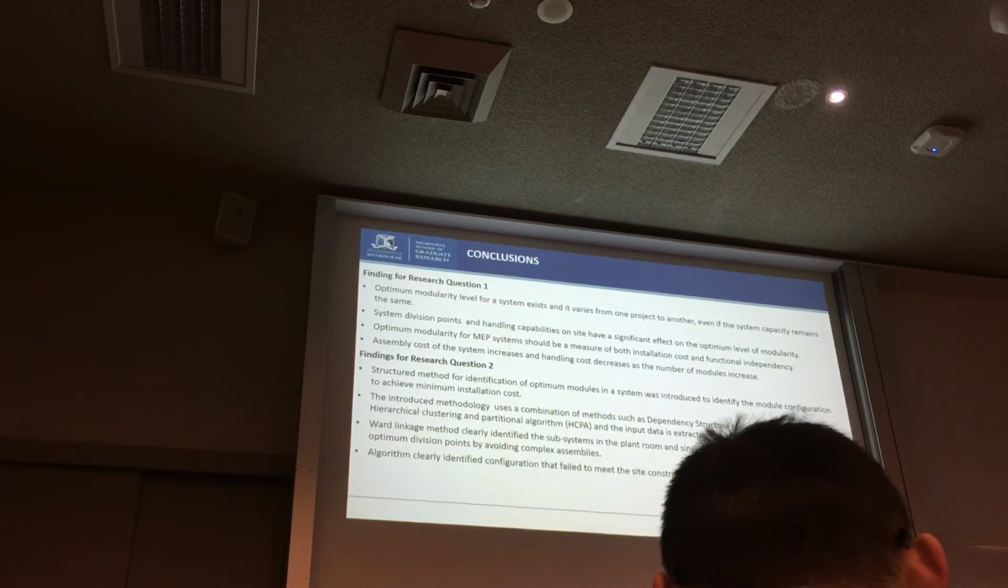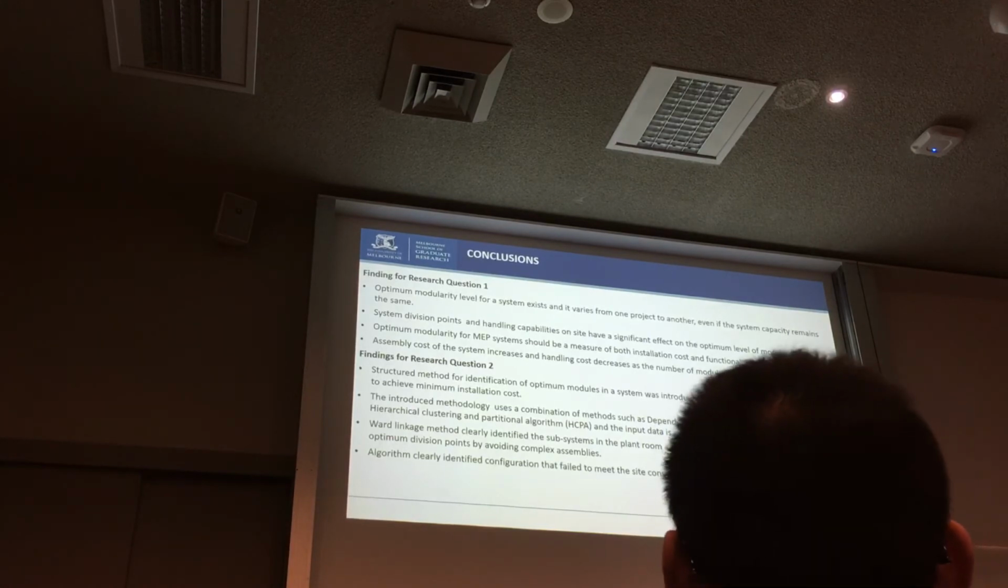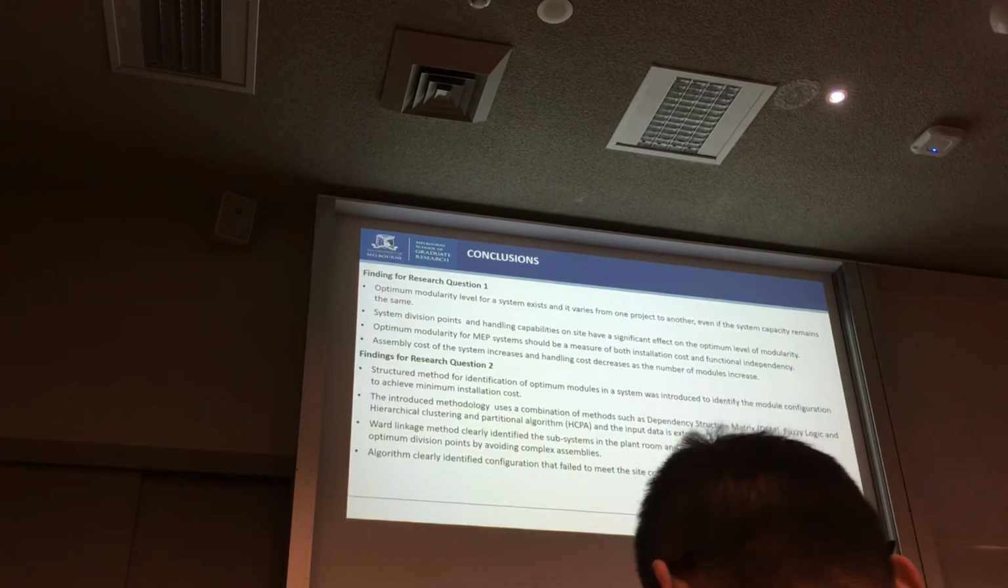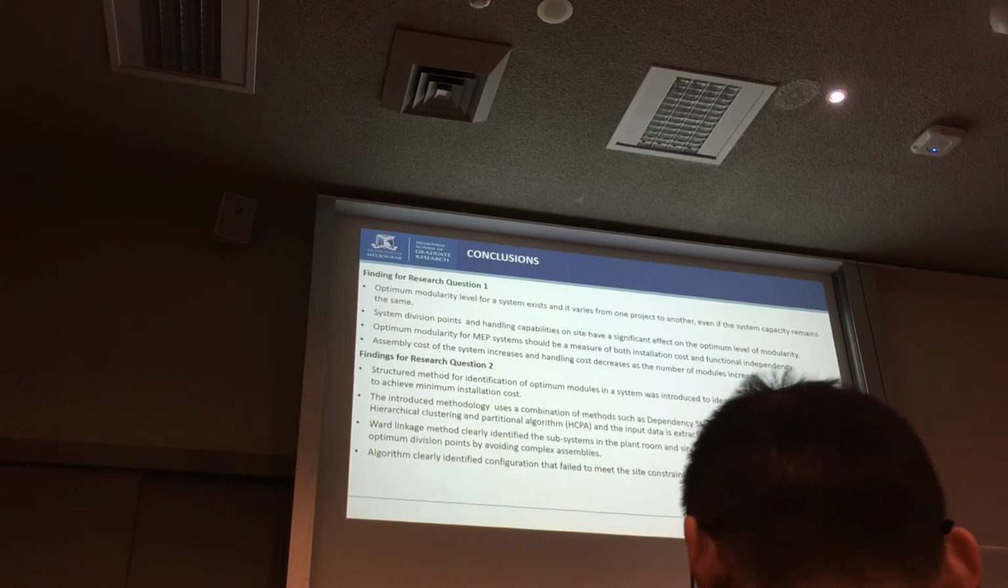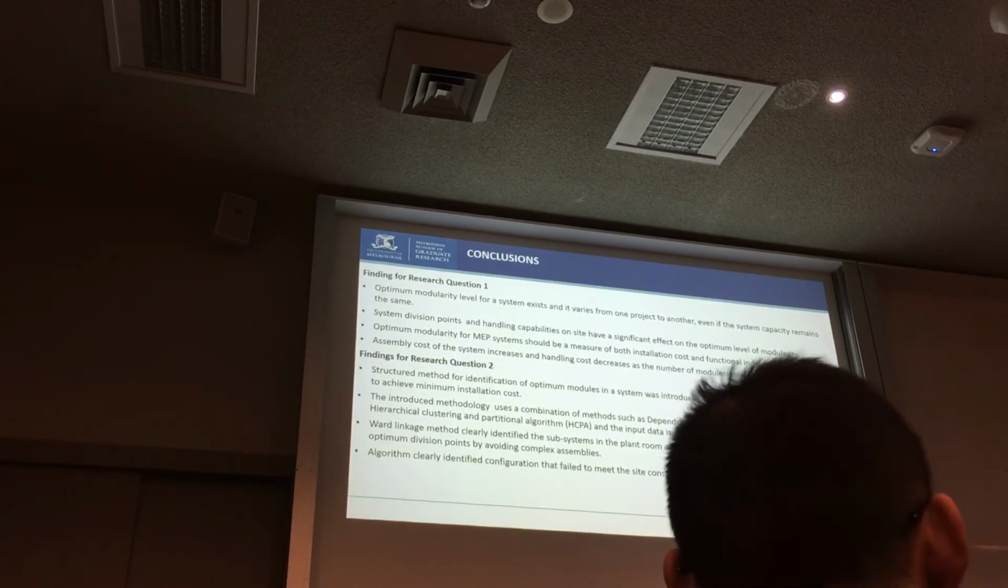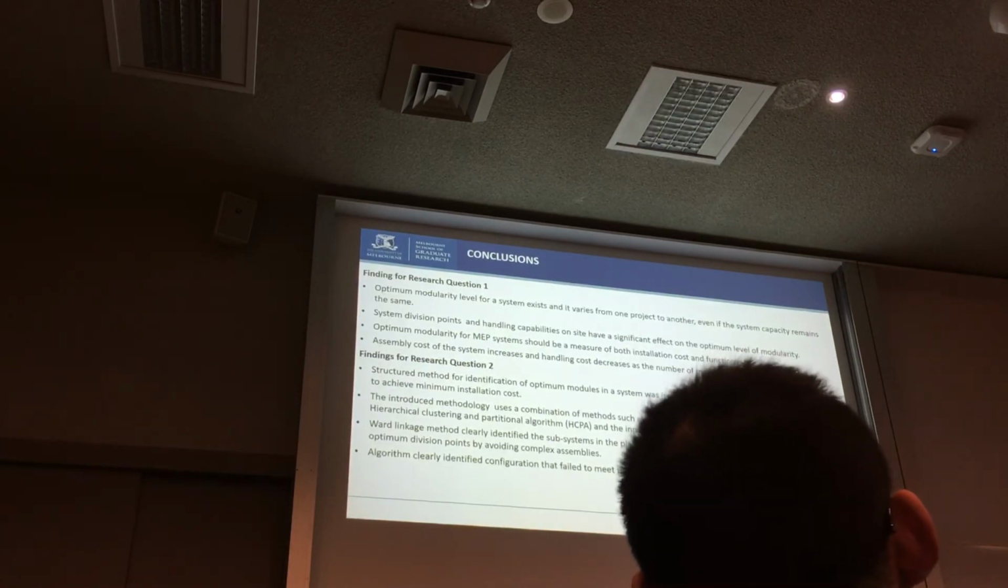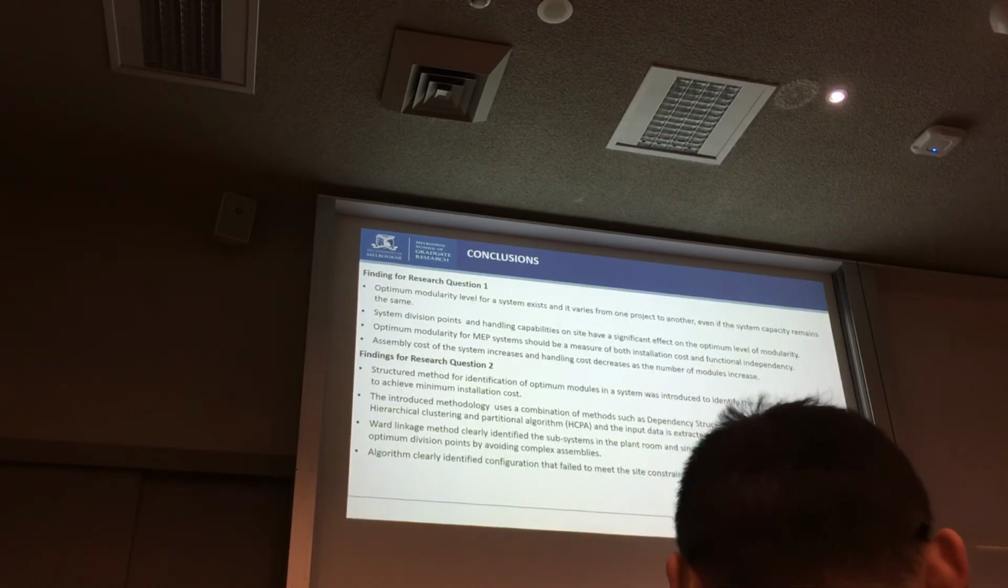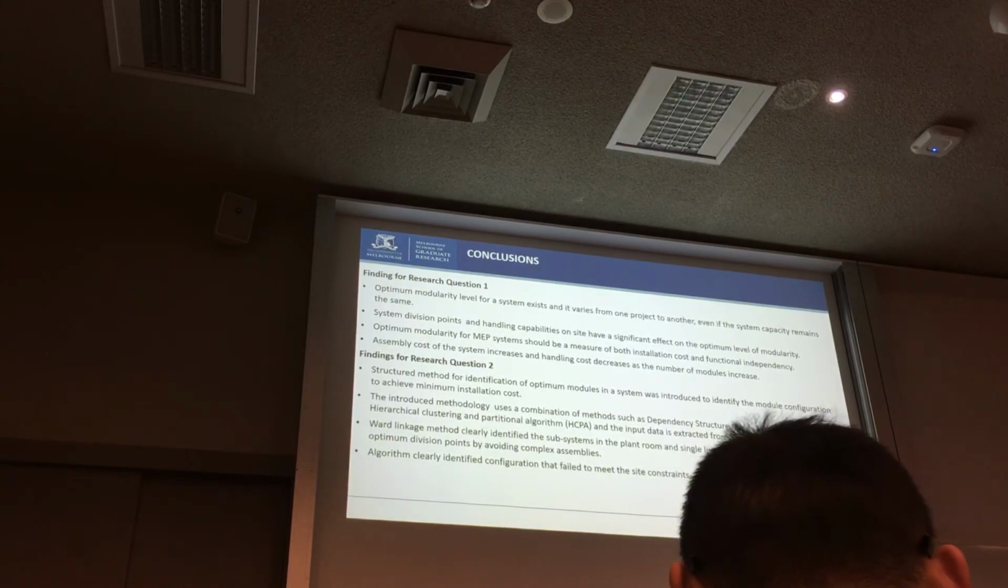So in conclusion, findings for research question 1. Optimum modularity level for a system exists and it varies from one project to another, even if the system capacity remains the same. System division points and handling capabilities on site have a significant effect on the optimum level of modularity. Optimum modularity for MEP systems should be a measure of both installation costs and the functional independency. Assembly cost of the system increases and handling cost decreases as the number of modules increases.